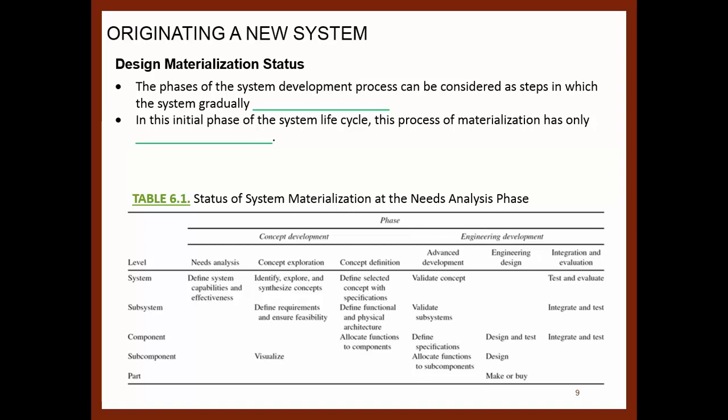In terms of design materialization status, if we look at the needs analysis, the phases of the system development process can be considered as steps in which the system gradually materializes. We talked about this already in this phase, the needs analysis. This process of materialization has only just started, and that's shown here. So we are looking at things from the system perspective. We haven't gone into the details yet. We're still trying to figure out what is the need. We're trying to sell our idea. We want to make sure that we have a possible design that is feasible, affordable, and can be developed within a certain risk.